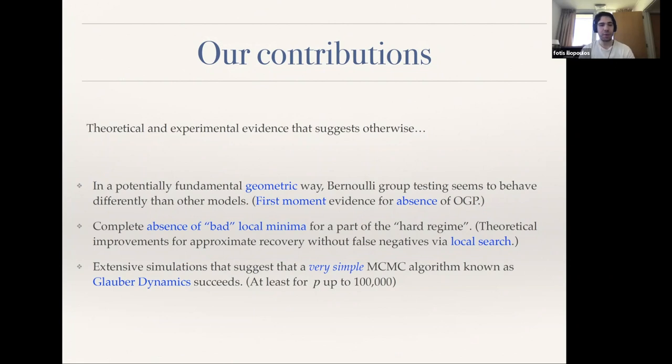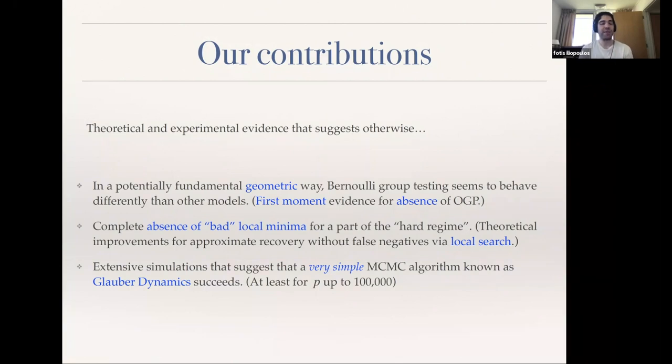And in particular, we show three things. The main thing that I'm going to talk about today, although this is not our only contribution, but I think it's the more interesting one for people that have not seen it, is to show that in a potentially fundamental geometric way, the Bernoulli group testing model does not seem to behave as the other hard models behave, the models that have this computational statistical gap. So we show first moment evidence for the absence of this overlap gap property. I will explain what this means. But for now, you can think of it as that the methods that we have for proving lower bounds for MCMC algorithms do not seem to apply in this case.